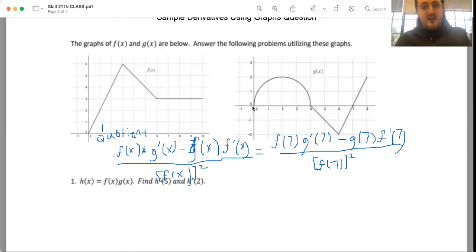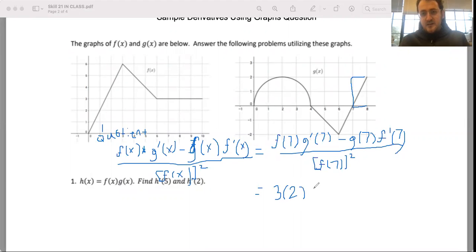So I just translated what I have here. f of 7 is just going to be 3. And then g prime of 7, let's see, we're going up 2 over 1, minus g of 7, so that's 0. We'll just do f prime of 7 anyways, which is also 0. And then f of 7 is just 3, but we're going to square that. So this is going to get us to 6 over 9, which just translates into 2 over 3.